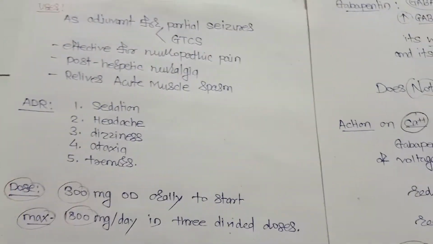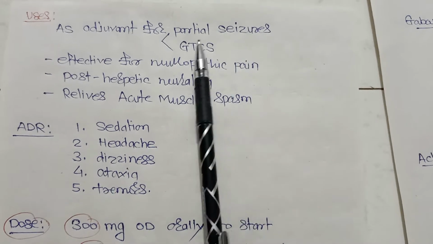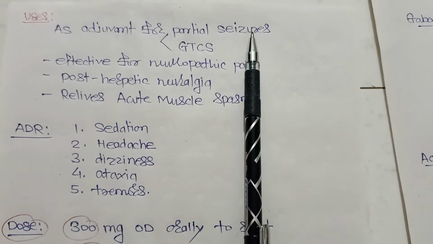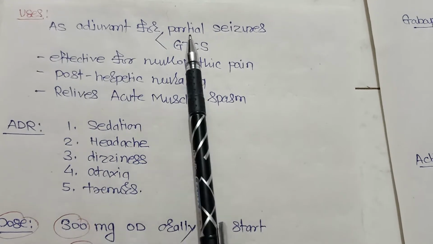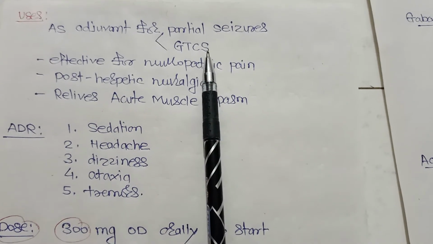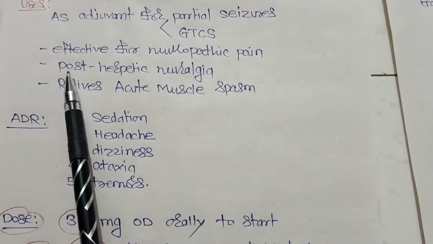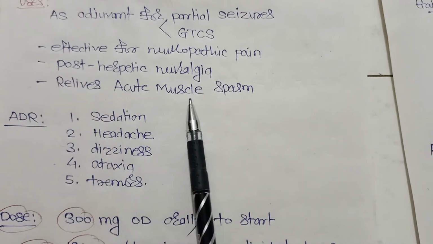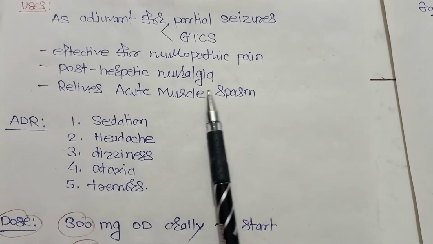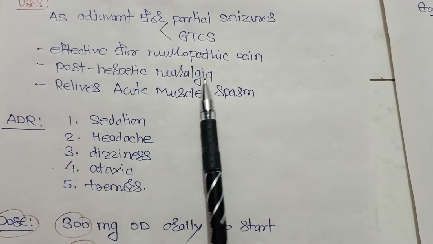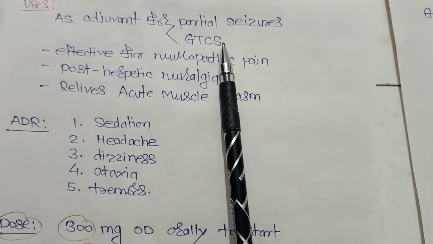Now, where is it used? Gabapentin is used for partial seizures and generalized tonic-clonic seizures, but as an adjuvant, not as a drug of choice. It is also effective for neuropathic pain and post-herpetic neuralgia. It relieves acute muscle spasm because it was developed as an antispasmodic drug. So you can use it in cases of acute muscle spasm, post-herpetic neuralgia, or diabetic neuropathic pain, and as an adjuvant for partial seizures or generalized tonic-clonic seizures.